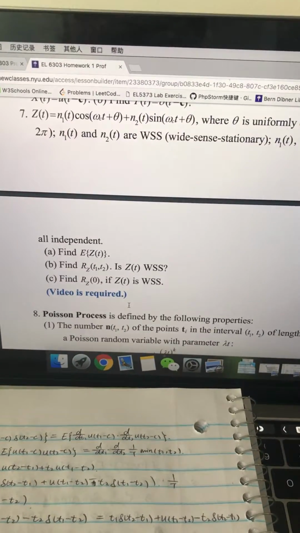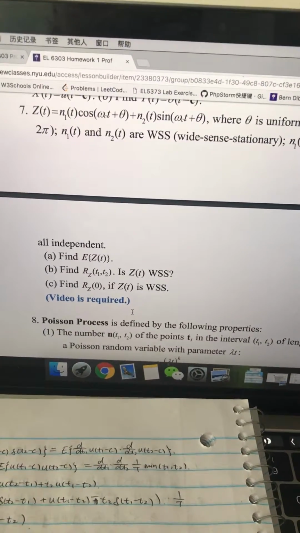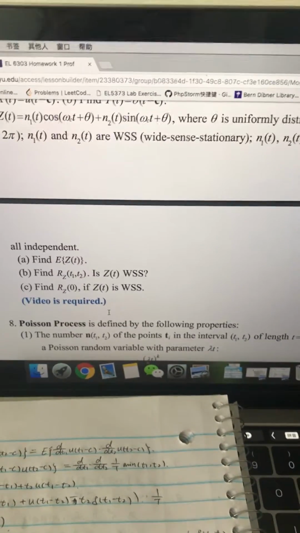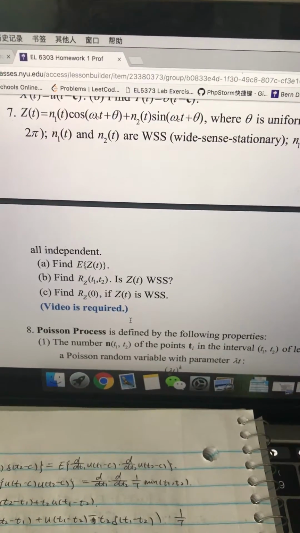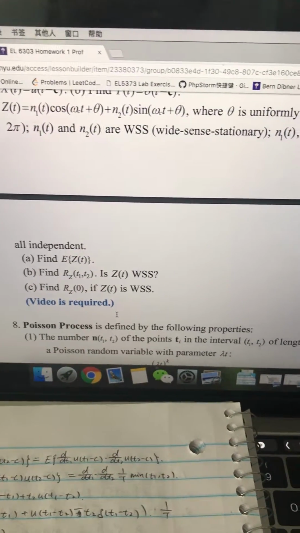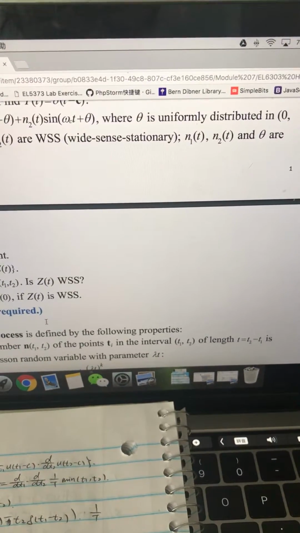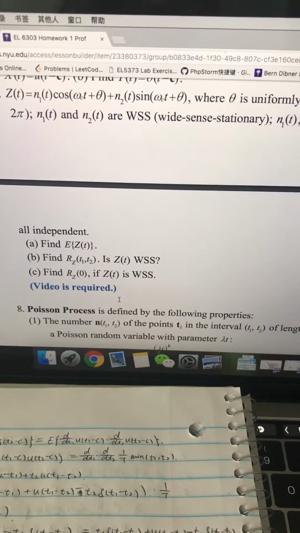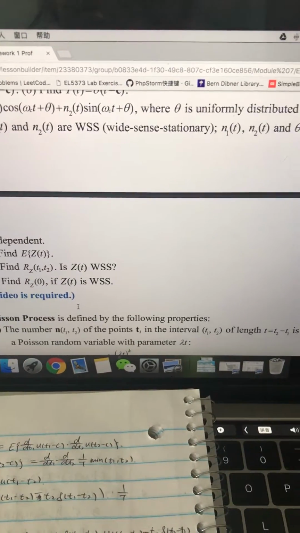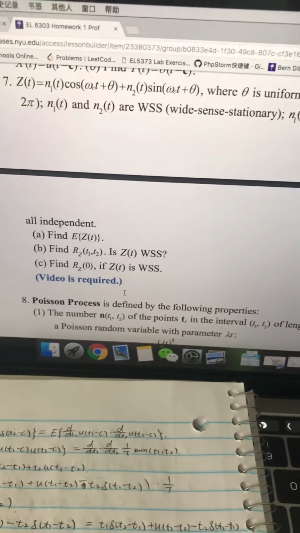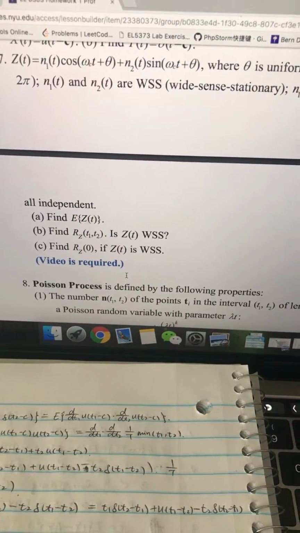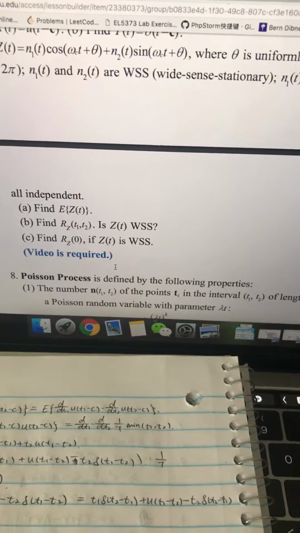In this video, I will walk through how to finish problem 7 in homework 7. First, the problem gives us Z(t), where theta is uniformly distributed from 0 to 2 pi, and n1(t) and n2(t) are wide-sense stationary. They are all independent. The first question: we want to find the mean of Z(t).